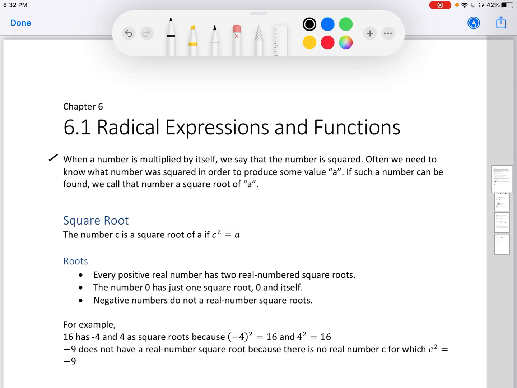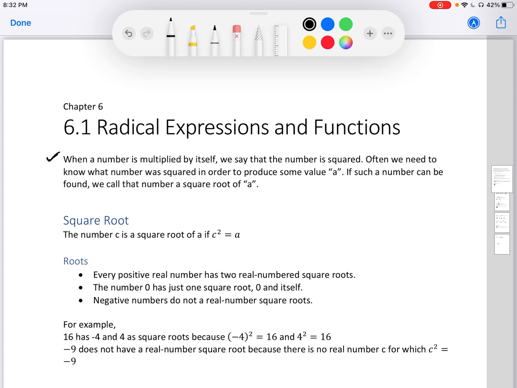Section 6.1, Radical Expressions and Functions. When a number is multiplied by itself, we say the number is squared. Often we need to know what number is squared in order to produce some value a. If such a number can be found, we call that number a square root of a.